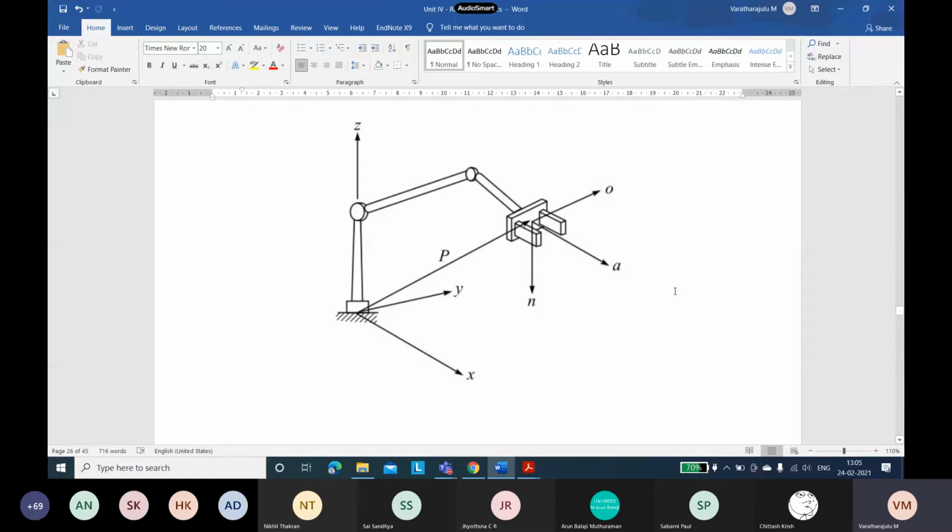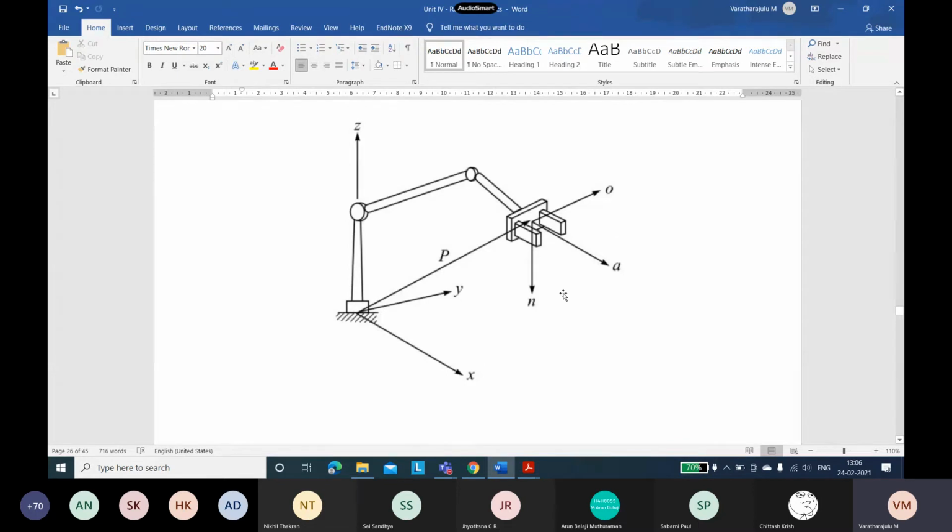A is the vector called the approach vector. A is an approach vector which approaches the job or the required component. Therefore, it is called an approach vector, and it points in the direction of the wrist. The O vector is called the orientation vector. This is the orientation vector, orienting. Therefore, it is called the orientation vector, and it gives the orientation of the hand from one finger to another finger.